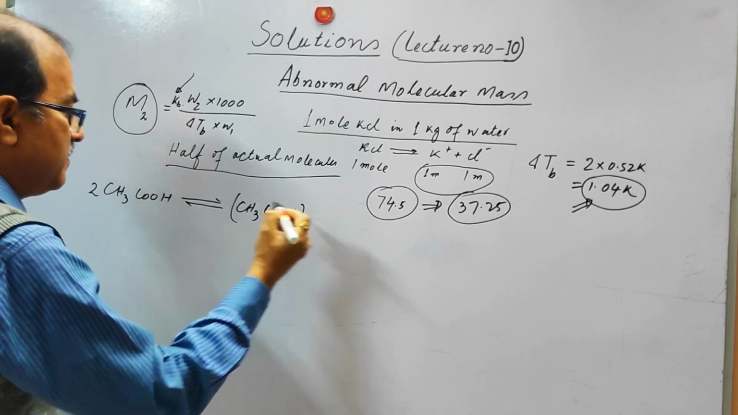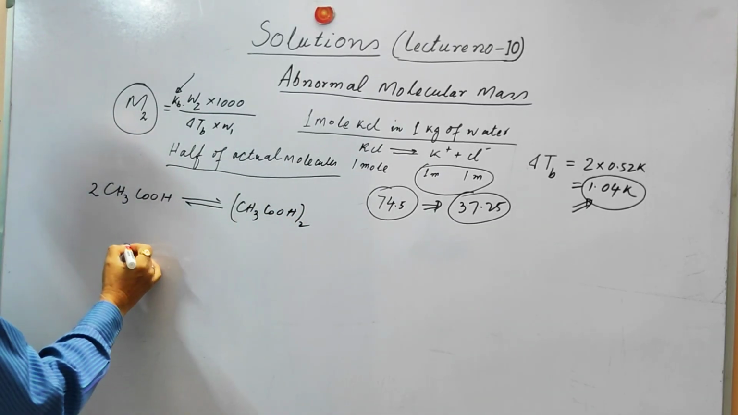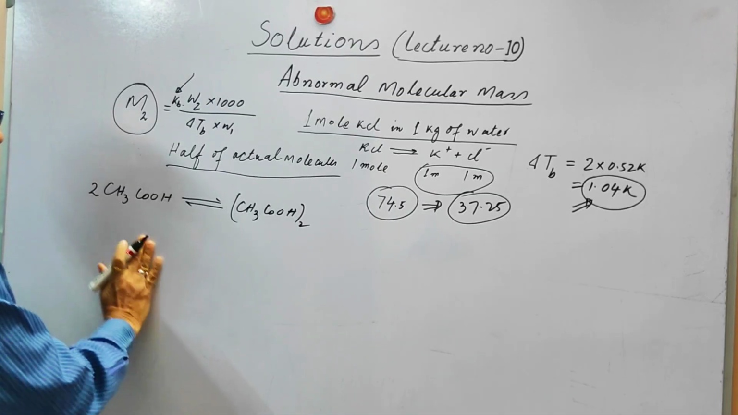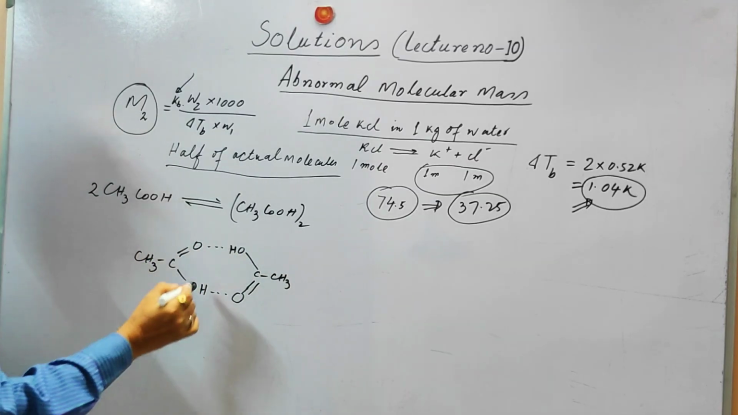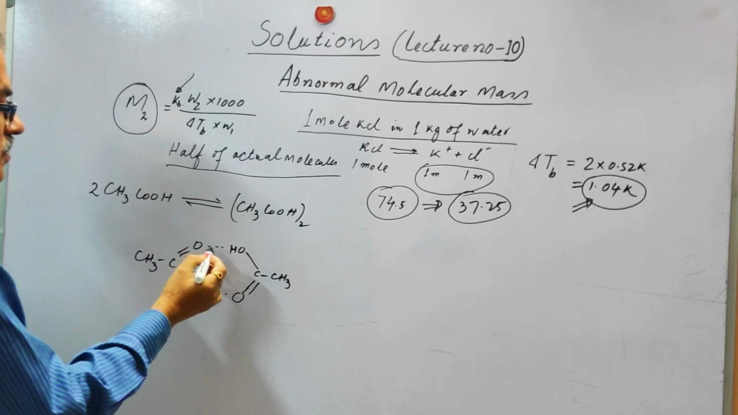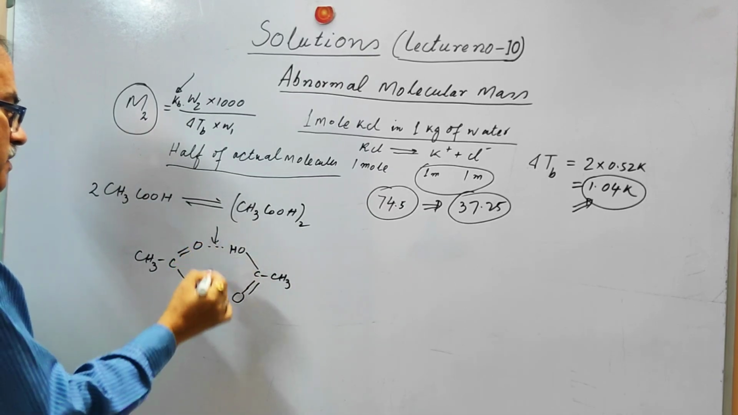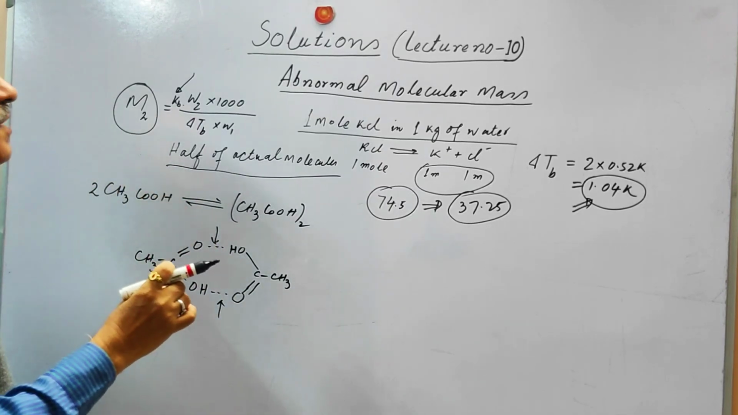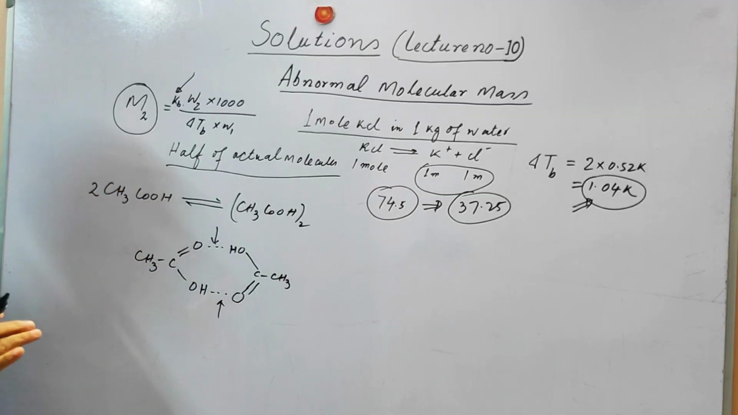This will be a dimer. And how is this dimerization? Because there is hydrogen bonding, that we understand now. So you can see these are two molecules of acetic acid and there is hydrogen bonding between these two molecules, that is the hydrogen bonding and this is the hydrogen bonding. So in the presence of benzene, which has a very low dielectric constant, it will become a dimer.